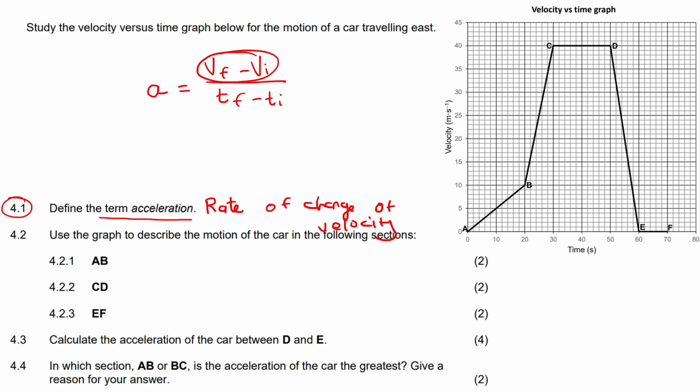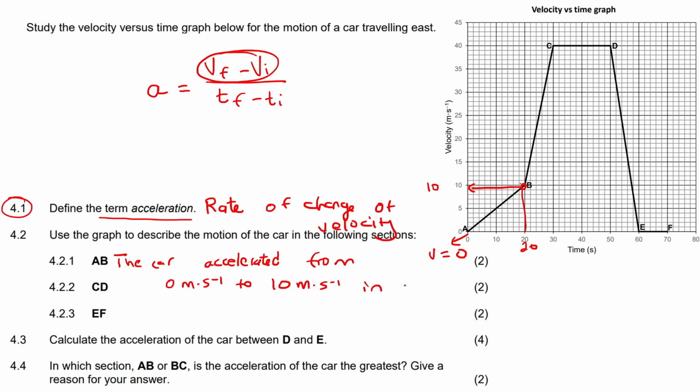Use the graph to describe the motion of the car in the following sections. Okay, the first section that they would like us to look at is AB. So from A to B. If you look at the velocity at A, it's 0. If you read its velocity at B, it's 10. And if you look at the time, it's 20. So what we can say is that the car accelerated from 0 meters per second to 10 meters per second in 20 seconds.